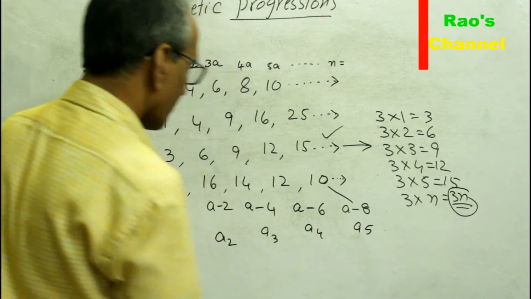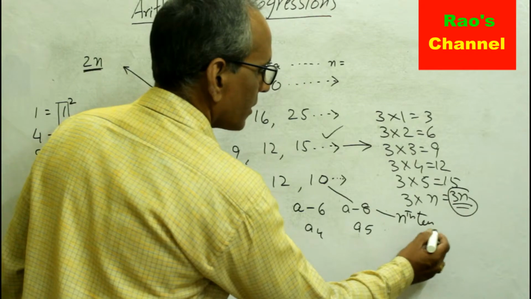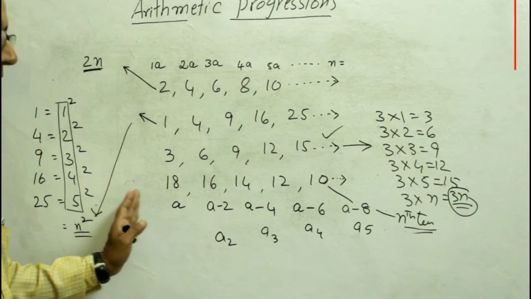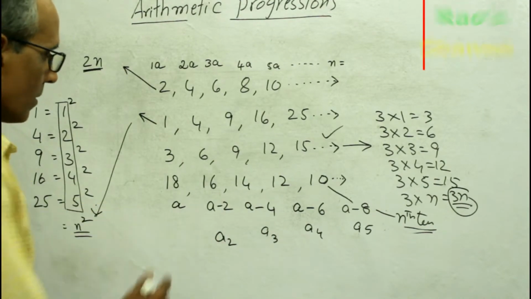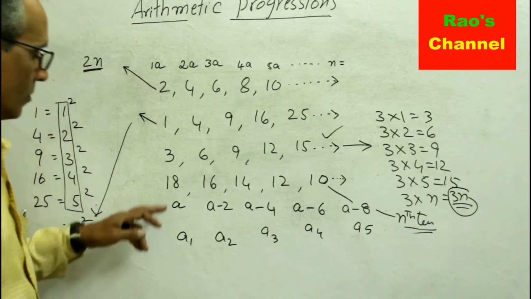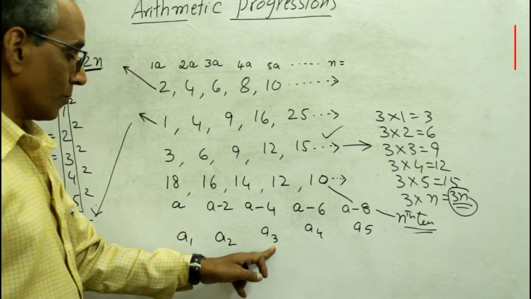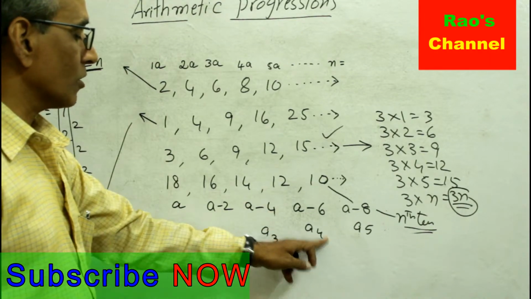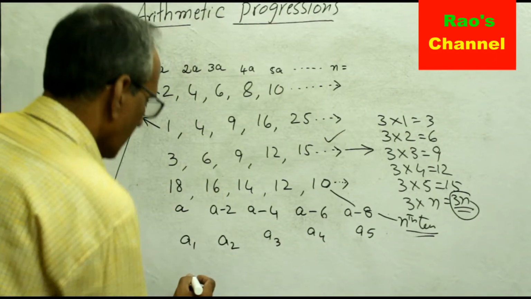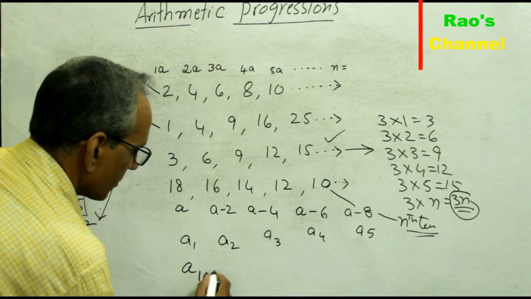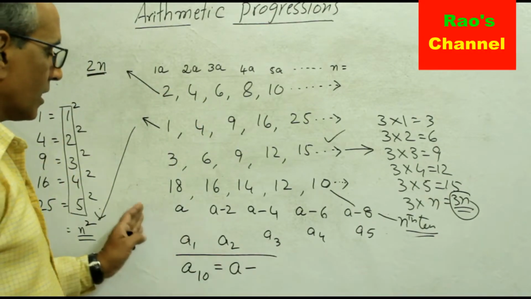Okay. So what is the nth term in the series? Nth term or nth observation in the series when the sequence is in decreasing order. So these are A1 is equal to 18, A2 is equal to A minus 2, A3 is equal to A minus 4, A4 is equal to A minus 6, A5 is equal to A minus 8. Suppose if I want term 10, of course it begins with A minus some value. But what is to be subtracted from A? Let's follow the sequence here.